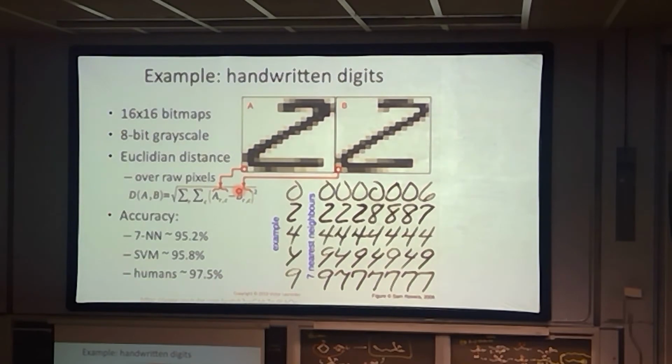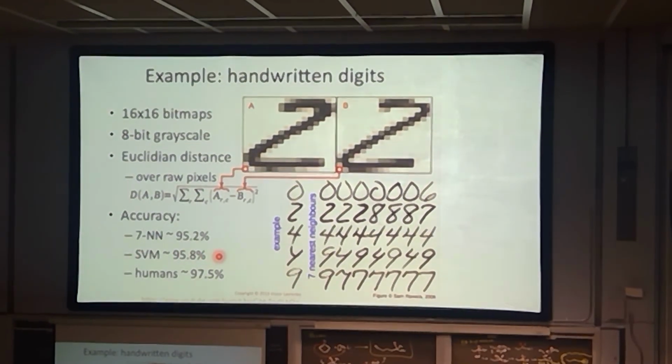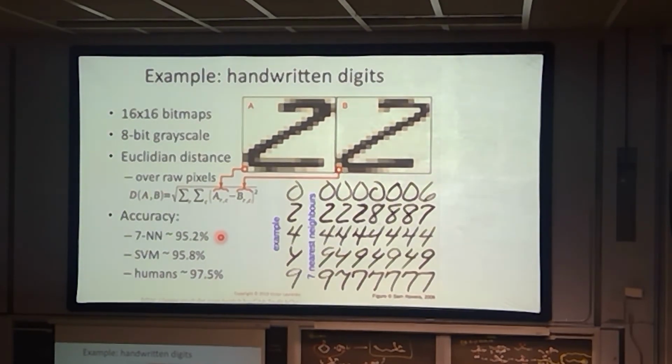But just to give you an example, one of the classic examples is the classic MNIST data set. These are 16x16 grayscale bitmaps. They use a Euclidean distance. I said you have to pick a distance, and what that means basically is the pixel-wise Euclidean distance between every pixel. And you can see here, if you use 7 nearest neighbors, you get 95.2% accuracy. Some SVM, I don't know what kernel they used, gets 95.8, a little bit better. And humans get 97. So just by always looking at the 7 nearest neighbors, you get pretty close to human accuracy. Again, that tells you something.